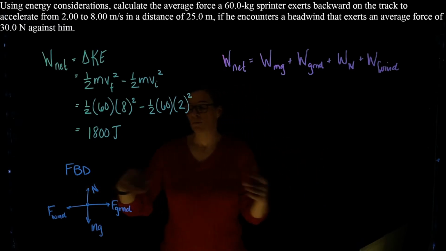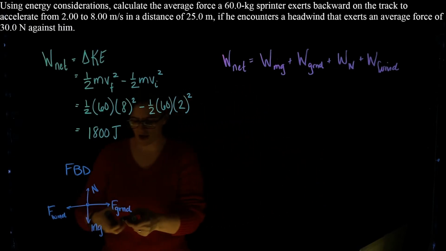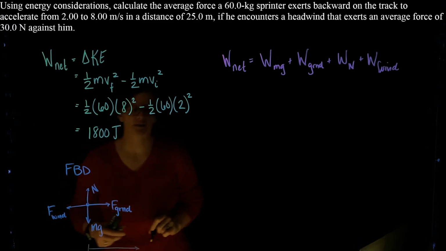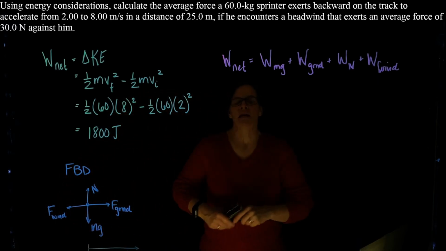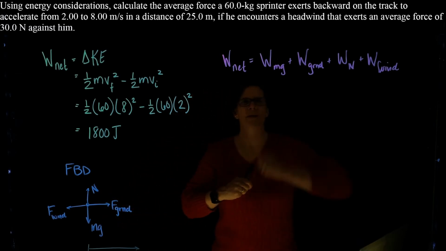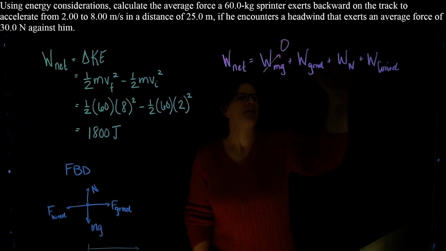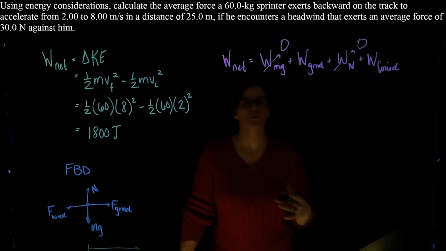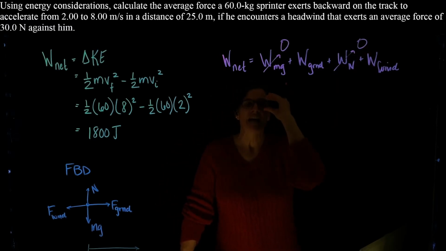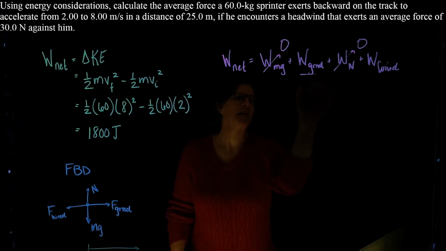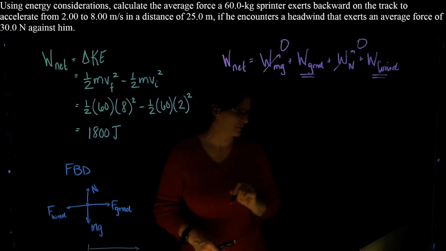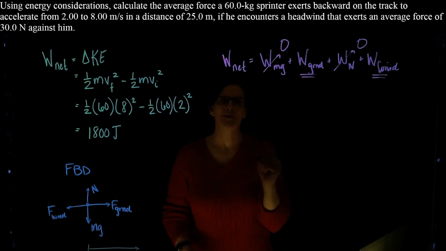Now, the motion of the sprinter is along that track. So we know that the displacement of that sprinter is along that track. So because of that, the work done by gravity and the work done by the normal force, since they're perpendicular to the displacement, those works are 0. And so our net work is the sum of the work done by the ground and the work done by the wind. So let's look at those 2 works.